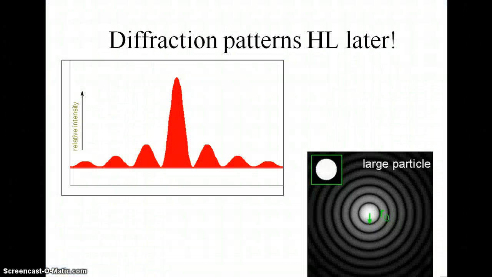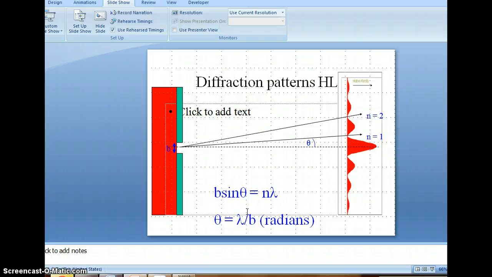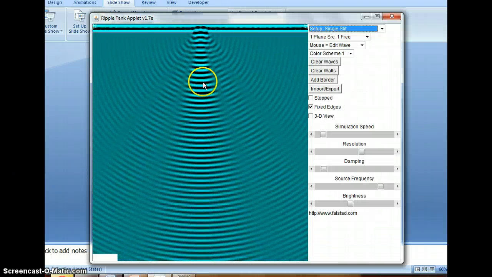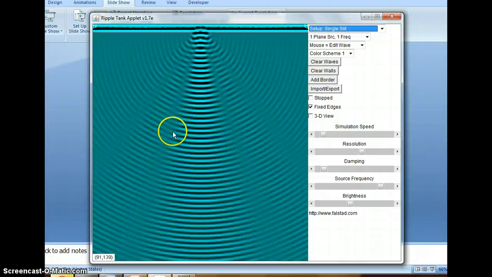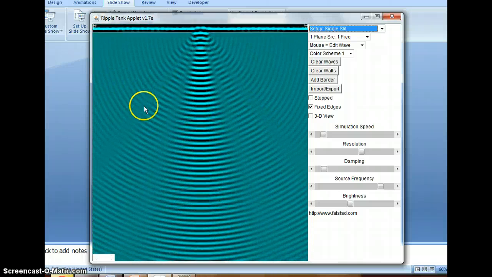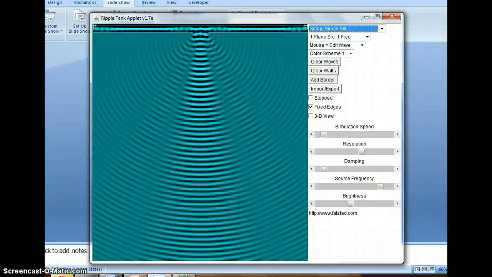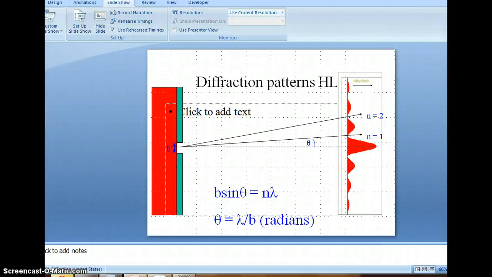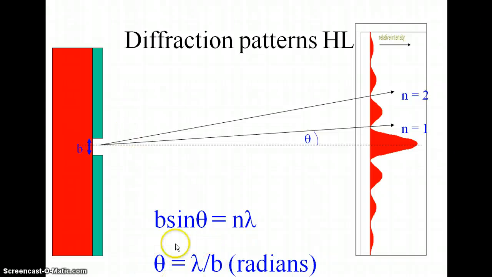In fact, it's there. Higher-level students are going to come back to this next year, and we're going to see that the waves don't spread out evenly. In fact, there's a central maximum, then a minimum, then another maximum. Let's go back to that ripple tank again. Can you see that? There's a central maximum here, then there's a minimum there, where there appear to be hardly any waves, then another maximum there, and then a minimum, and a minimum, and a maximum. But higher-level students are going to come back next year and look at that again, and learn about this formula here.